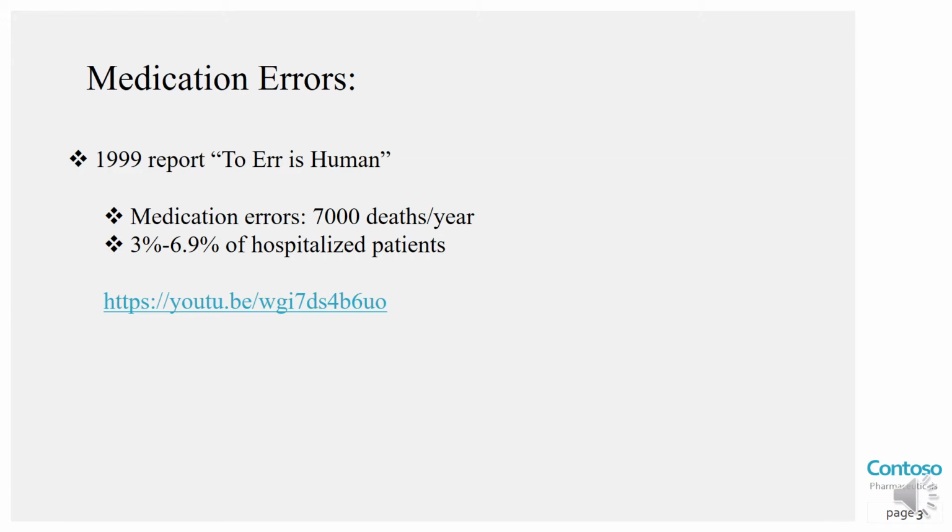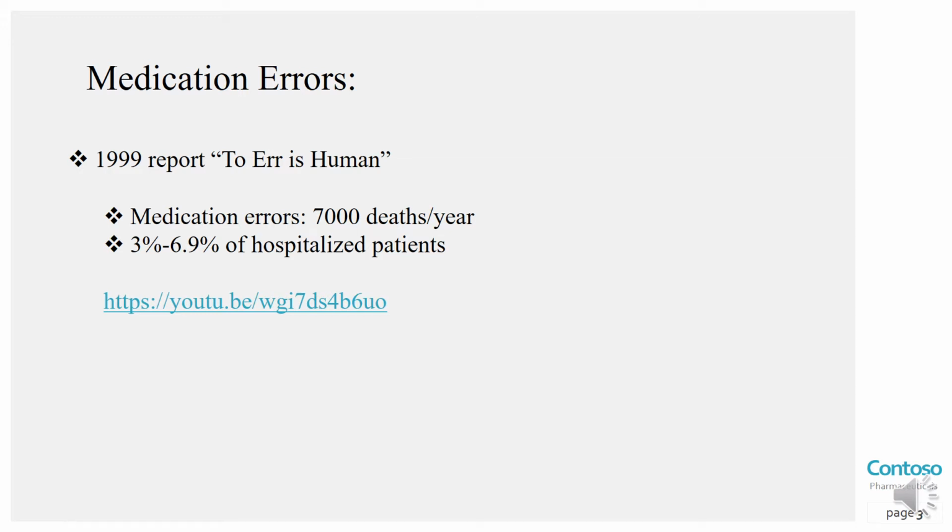First, we'll discuss an overview of medication errors. It wasn't until 1999 when the Institute of Medicine released a report called "To Err is Human" that the public was aware of medical errors, really. It's estimated that annually medication errors affect 7,000 individuals, leading to death each year, and 3% to 6.9% of hospitalized patients will incur a medication error during their stay.